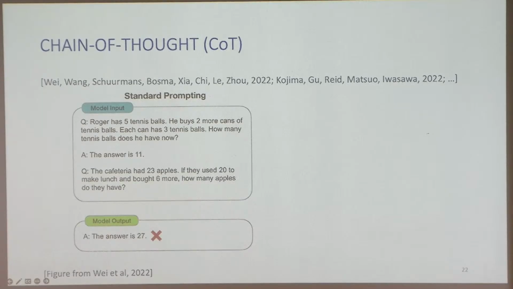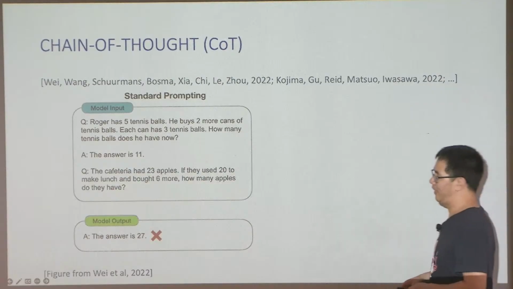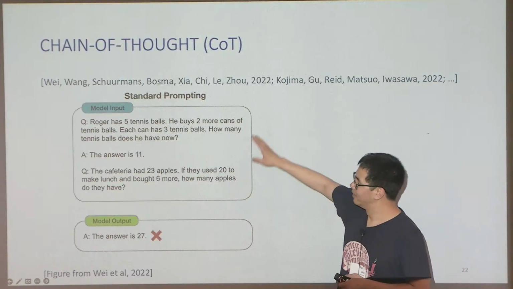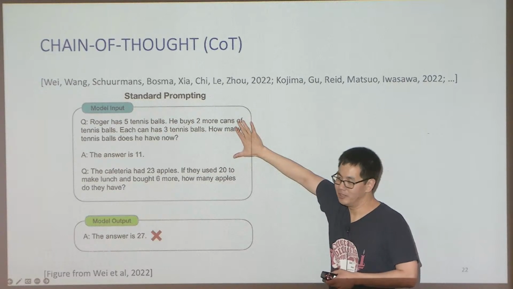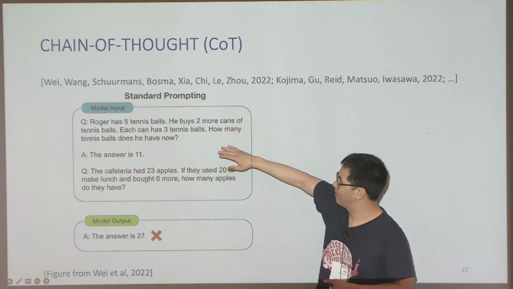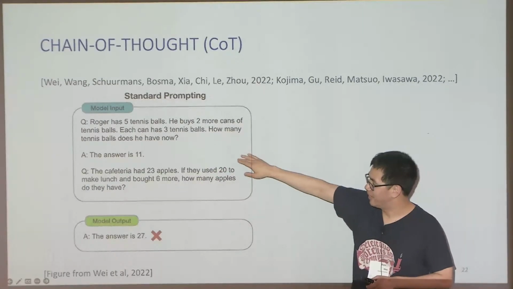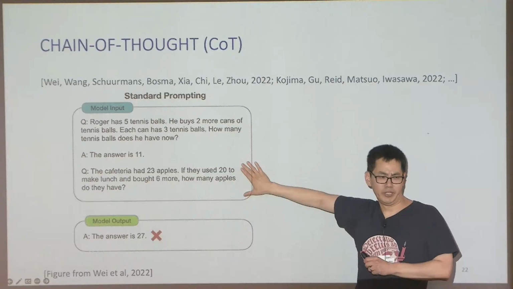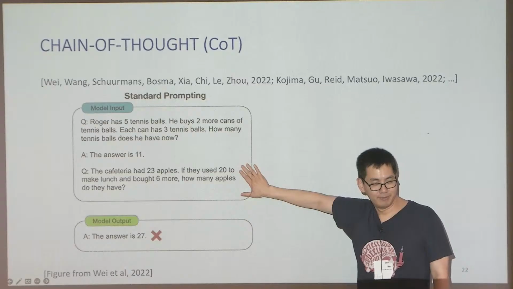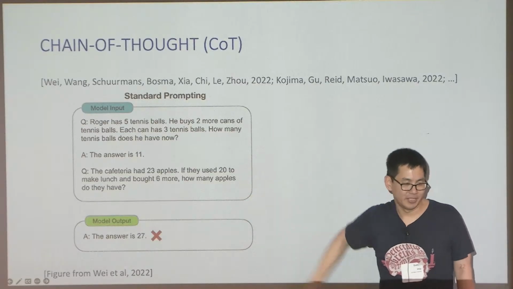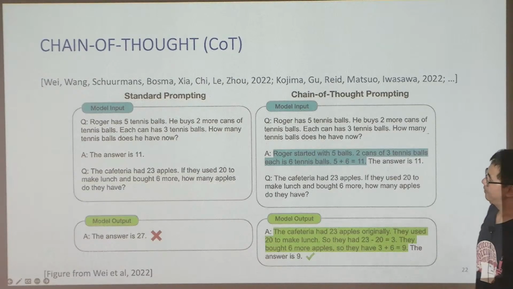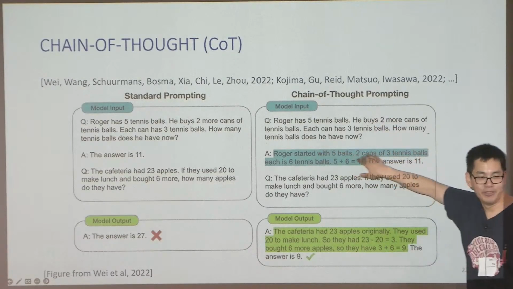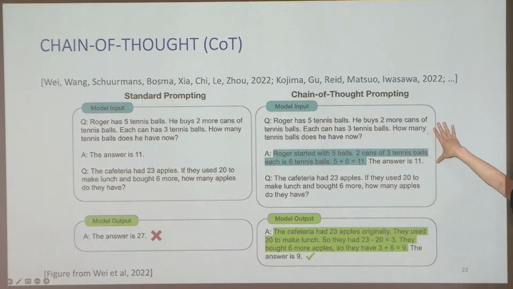Suppose you want the language model to answer a very basic math question. You might demonstrate the kinds of questions you want it to answer. Here's an example: Roger has 5 tennis balls. He buys 2 more, and so on. How many does he have? The answer is 11. Then I give it the real math problem I want it to solve. This is the standard way of using the language model. The chain of thought strategy is to explain how I would solve this in my example, and then ask the question I want to answer.